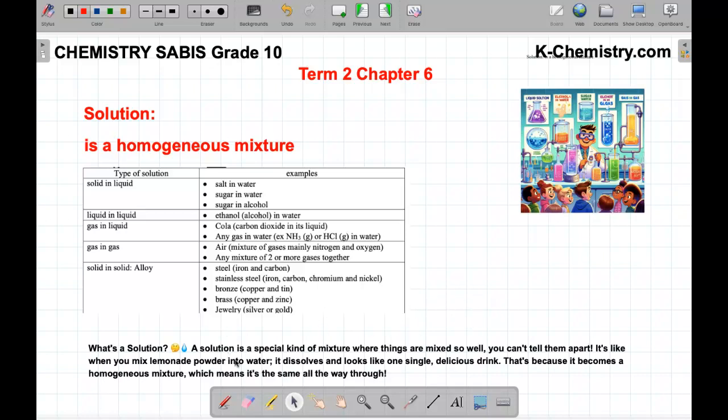It's like when you mix lemonade powder in water. It dissolves and looks like one single delicious drink. You cannot differentiate the powder now from the water. It's only one thing that you can see. That's what we call a homogeneous mixture. It means it's the same all the way through.